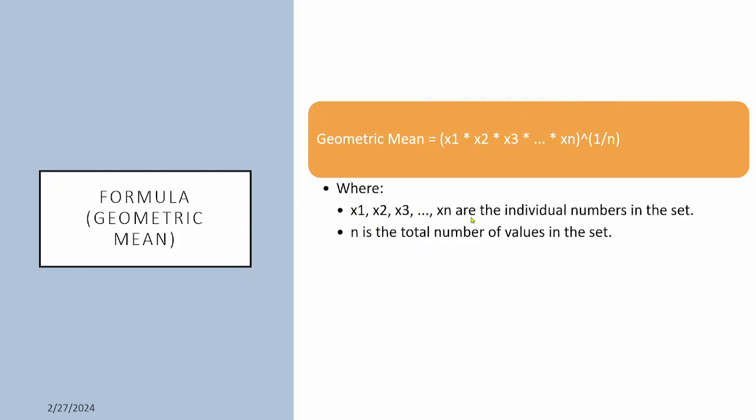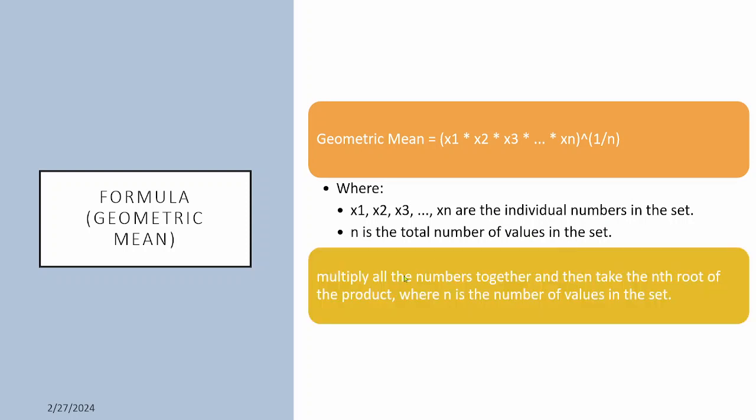For x1, x2, x3, these are individual numbers in the data series. N is the total number of values in the set. So multiply all these numbers together and then take the nth root of the product, where n is the number of values. Quite simple. So this is geometric mean.